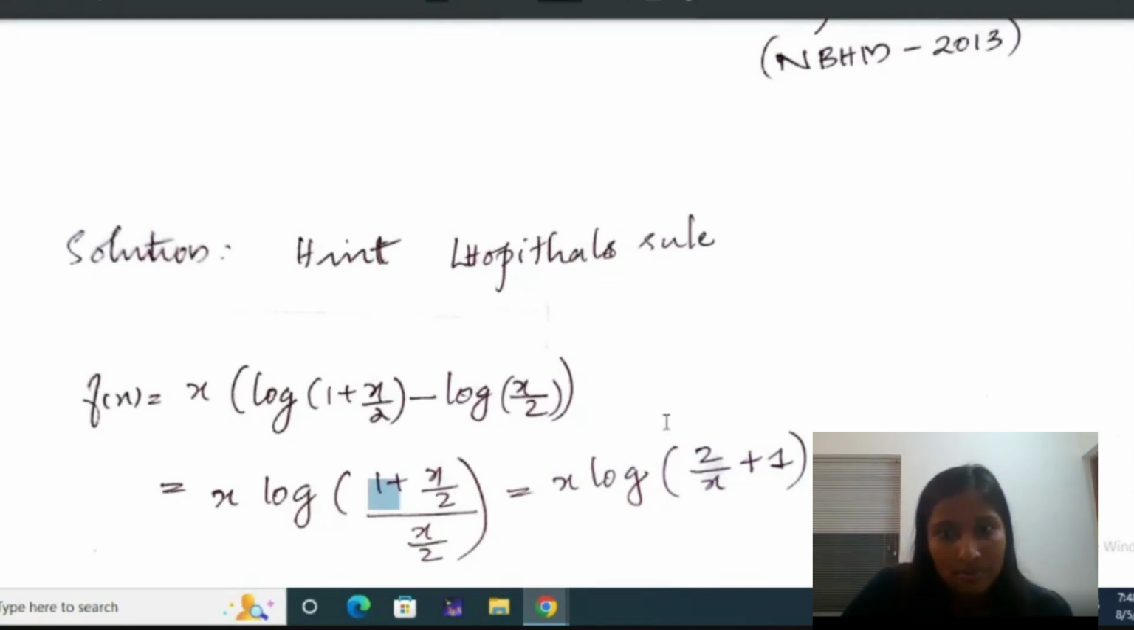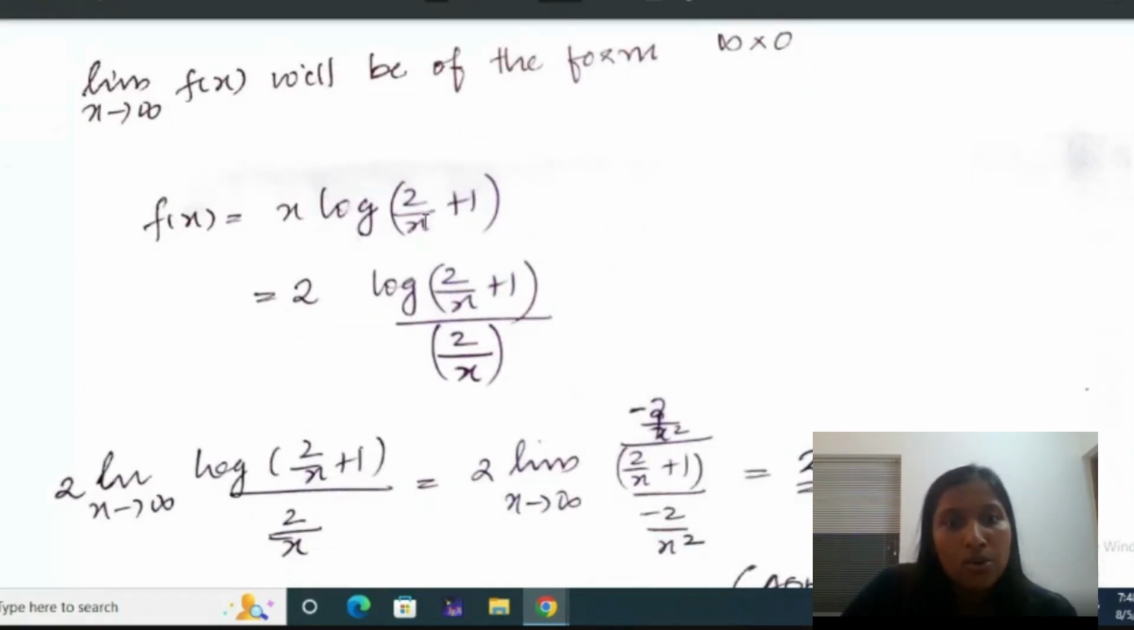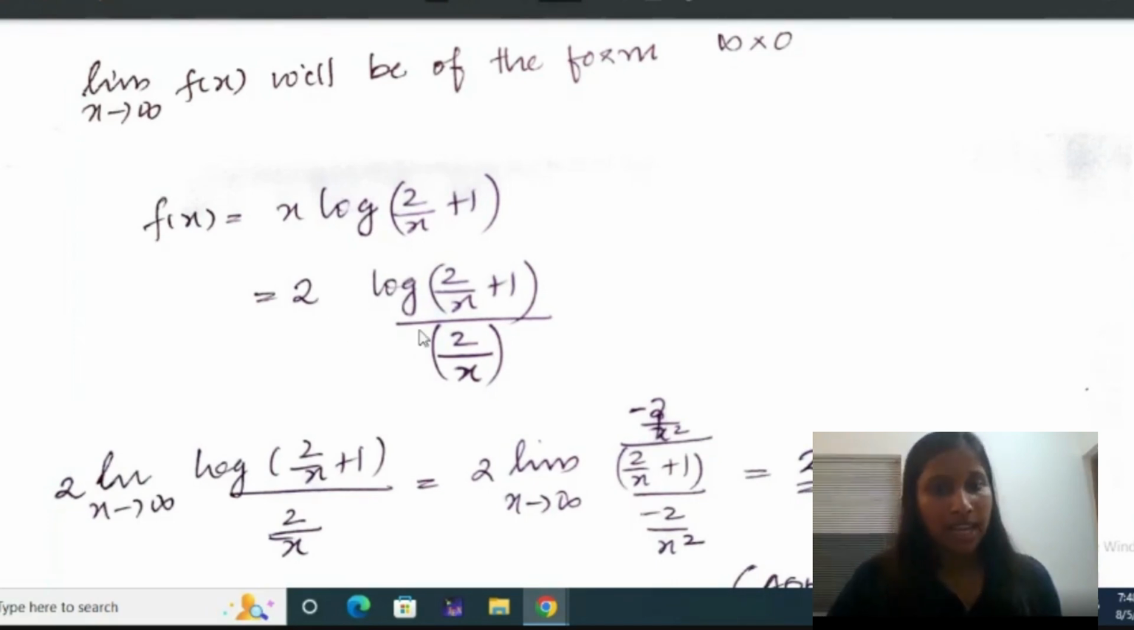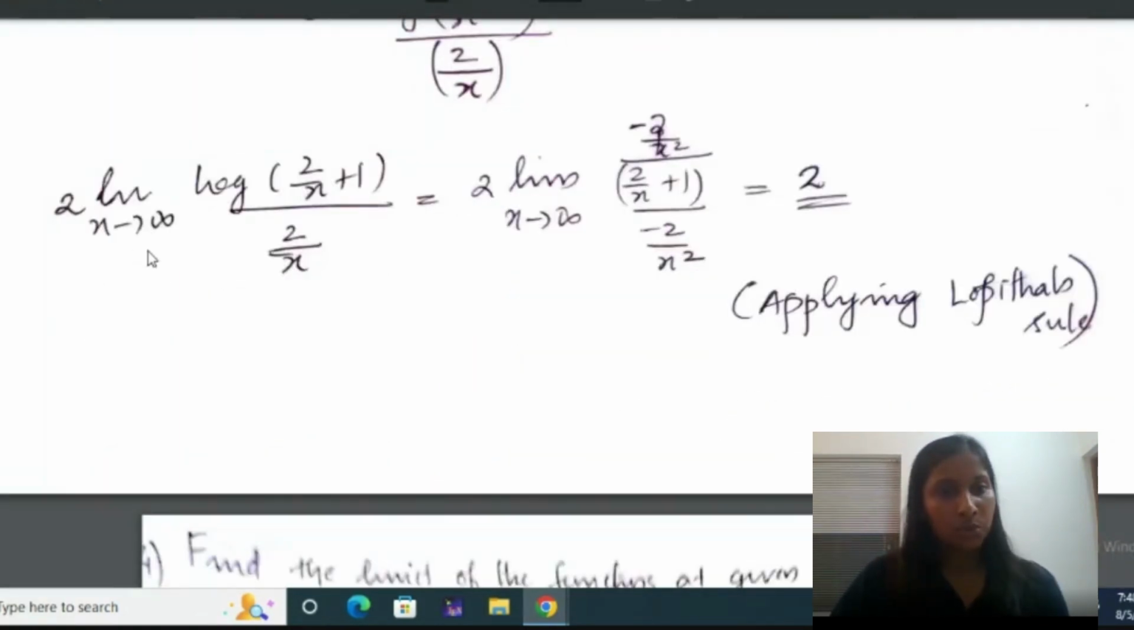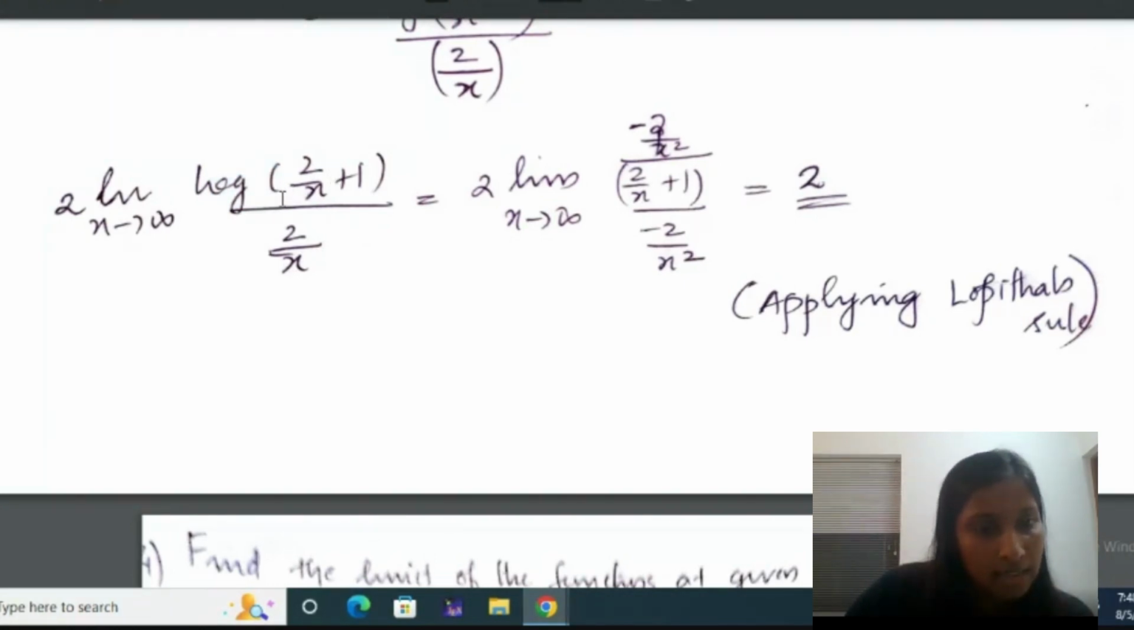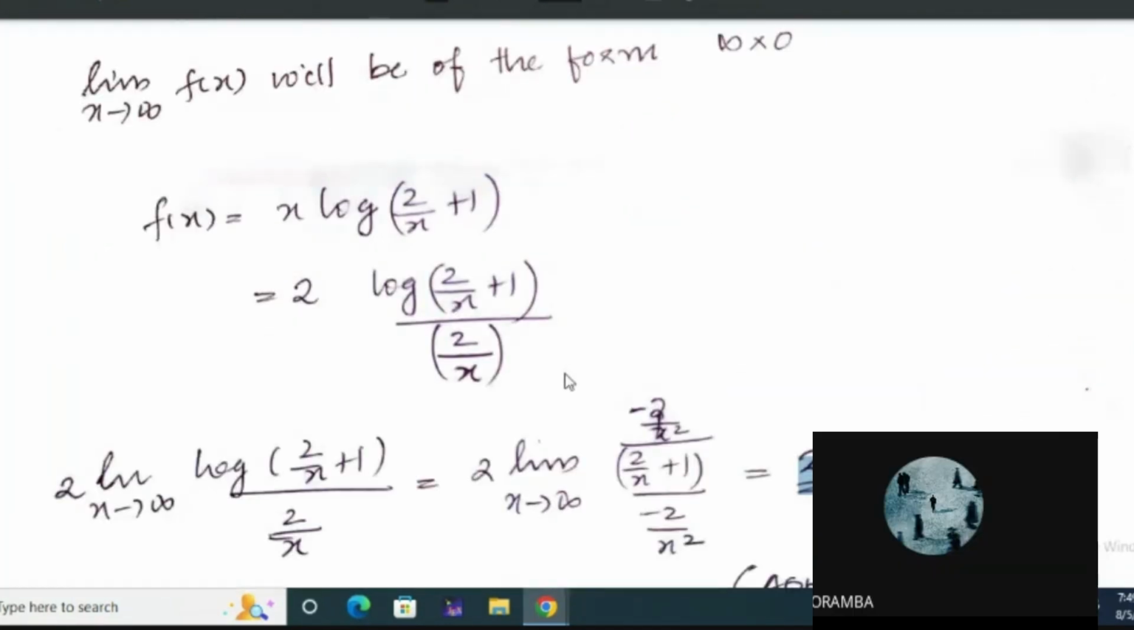Okay, so our new function will be of the form x log of (2 by x plus 1). For convenience in finding the limit, I am taking 2 outside. So our function will be like this at last. Then applying the limit, we can take 2 outside. Here it is of the form 0 by 0 with log of (1 plus 2 by x). As x tends to infinity, this 2 by x tends to 0. So log 1 will be 0 at the numerator, and 2 by x tends to 0, so 0 at the denominator: 0 by 0 form. So I'm taking the derivative separately on numerator and denominator. The derivative will be like this. You can easily calculate that derivative. It cancels out, so the final answer will be 2.